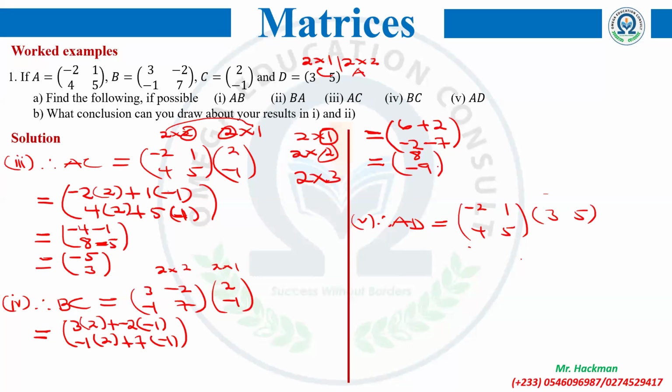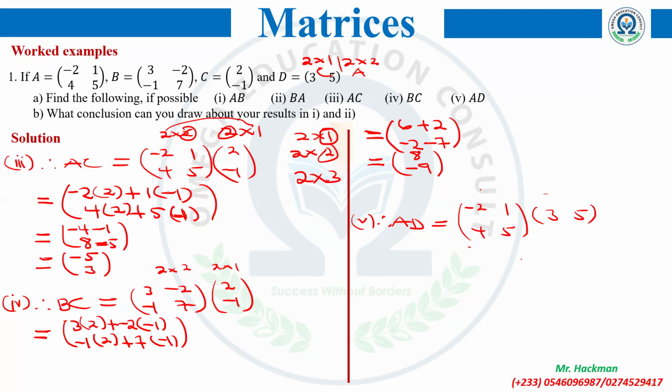Again, with this one, if you do a CB, it will equally not be possible. Multiplication will not be possible because it will be a 2 by 1 multiplying a 2 by 2. The inner will not be the same. My professors, are we following? Yes, please.